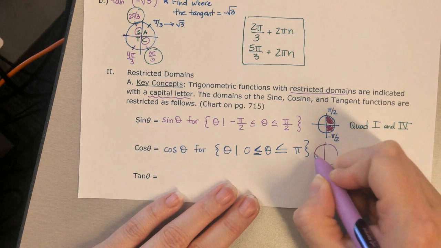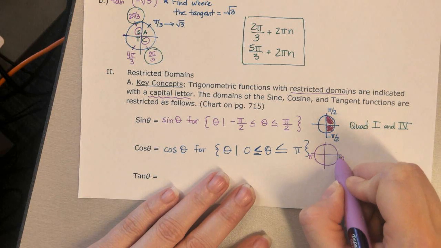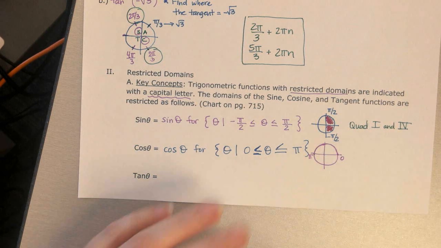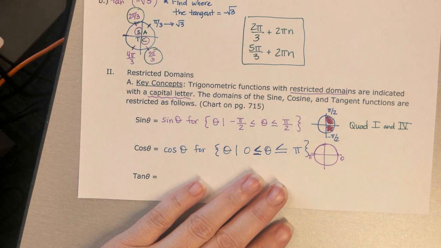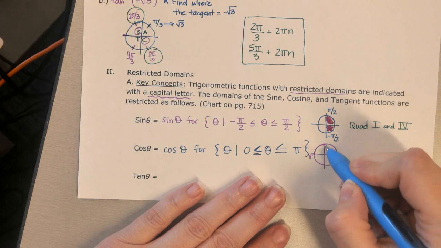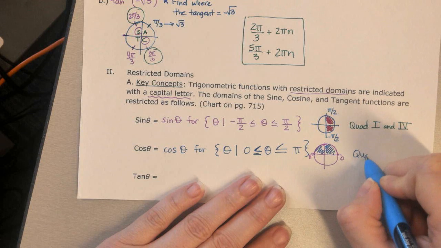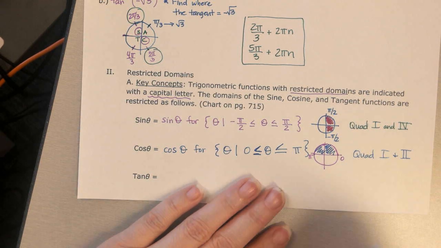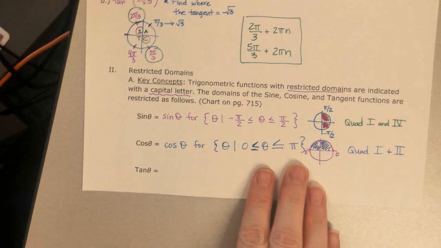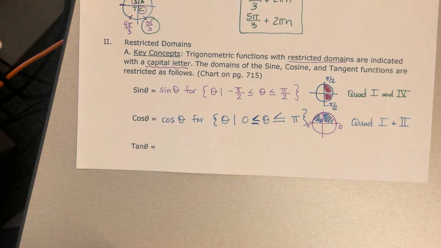Alright, so then let's draw this. So if I start at 0 and go to pi, I have to start at 0 and then go to pi. What quadrants is that going to be? Good. Quadrant 1 and quadrant 2. Okay, and again, remember, this definition is coming from a place where it's going to make it one output.